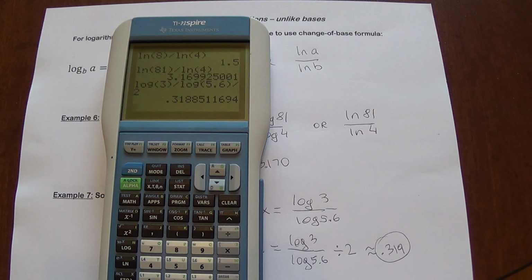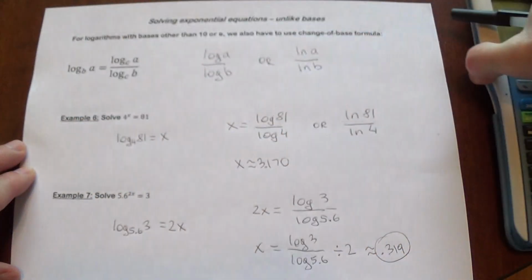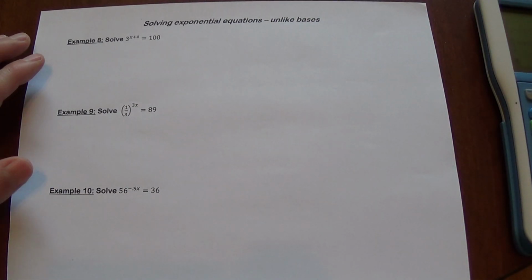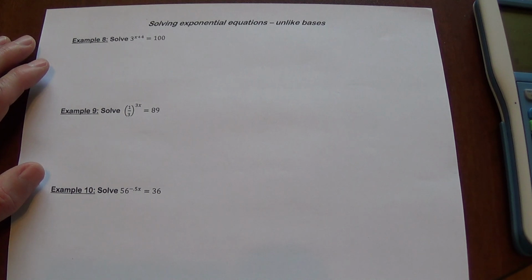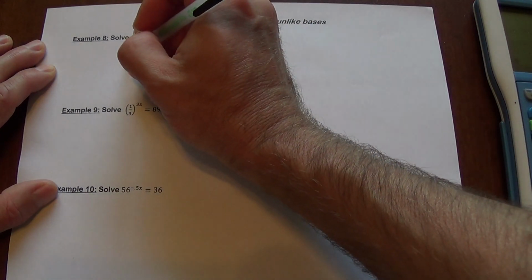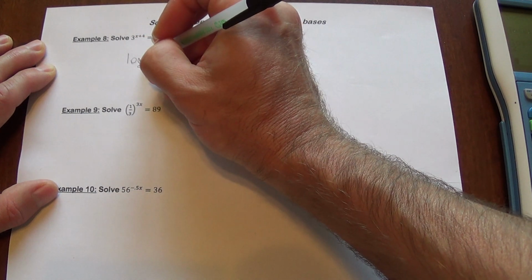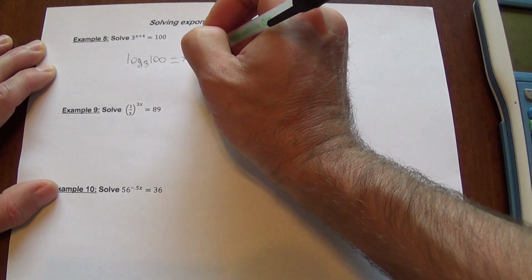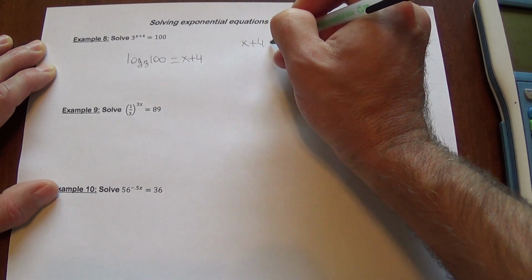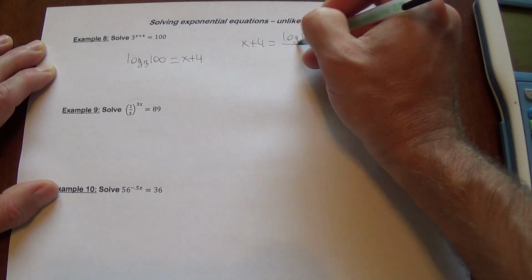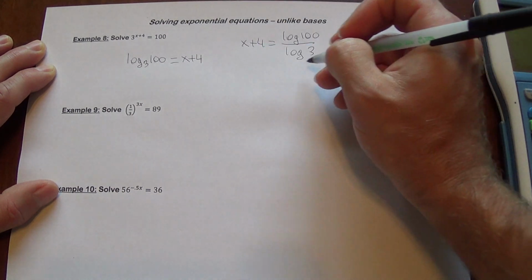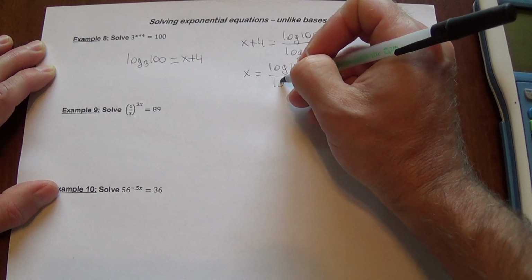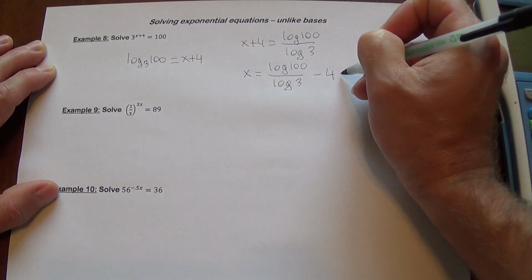Okay, I have a few more, same idea. So here we have: solve 3 to the power x plus 4 equals 100. First step is to rewrite that in logarithmic form. Log base 3 of 100 equals x plus 4. So we can say that x plus 4 we can write as log 100 divided by log 3. And then we will have to subtract 4. So the final expression before we can plug it in the calculator is going to be this.